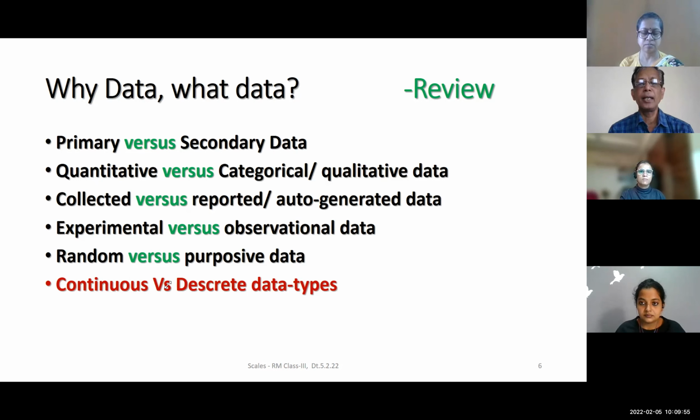I don't remember if we had also discussed the classification of data into 2 broad classifications, continuous versus discrete data types. Can anybody please suggest with an example what we understand by continuous data and discrete data?